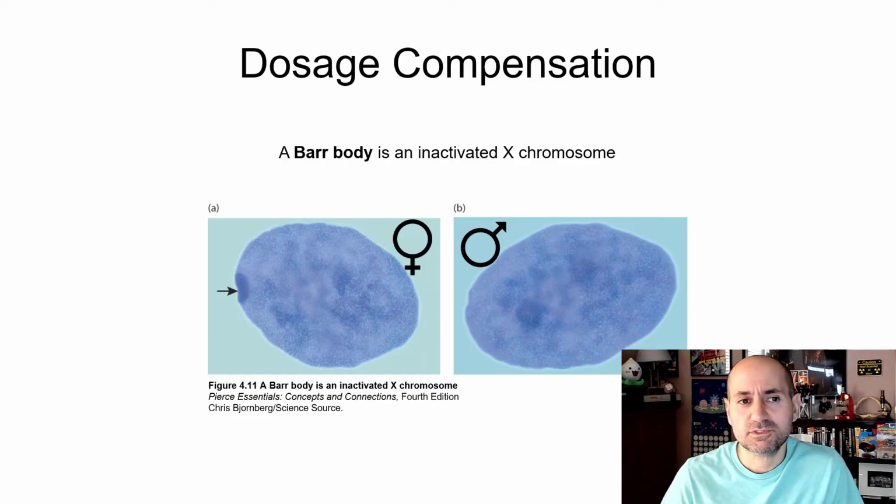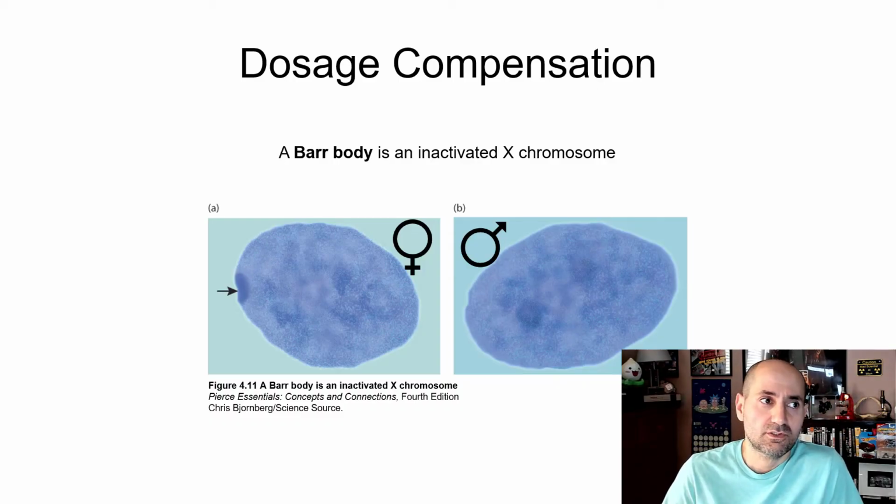Where we left off, we were talking about the X chromosome, and one thing you should realize is something very interesting with respect to the X chromosomes, and that is when you have more than one X chromosome inside of a cell, the excess X chromosomes inactivate themselves.